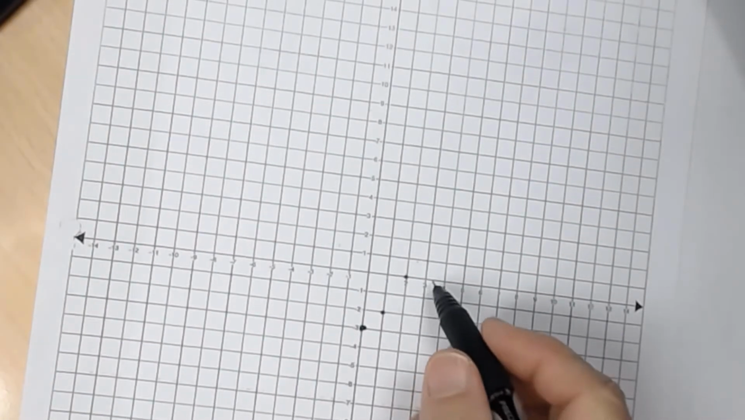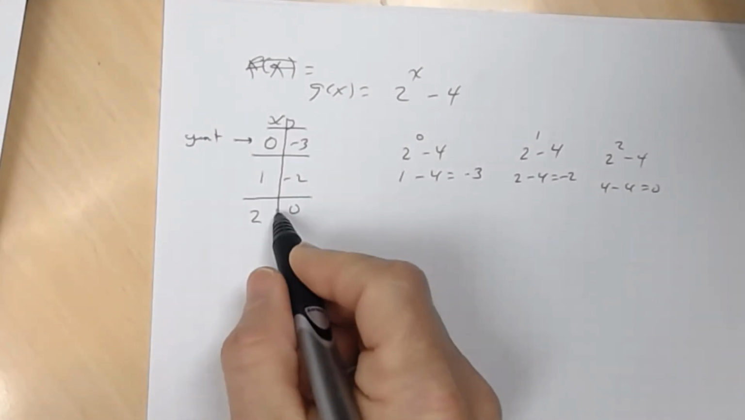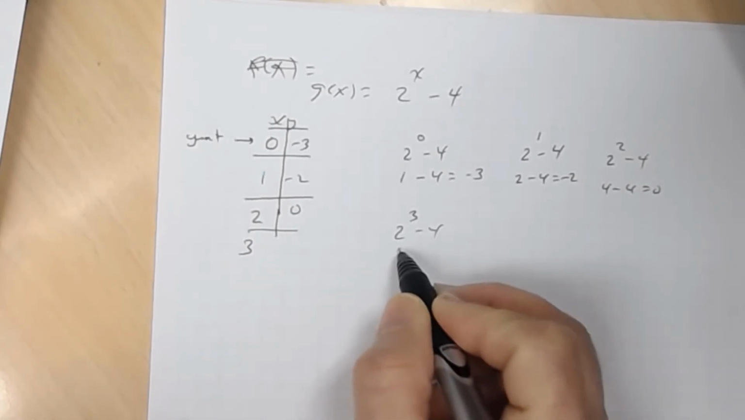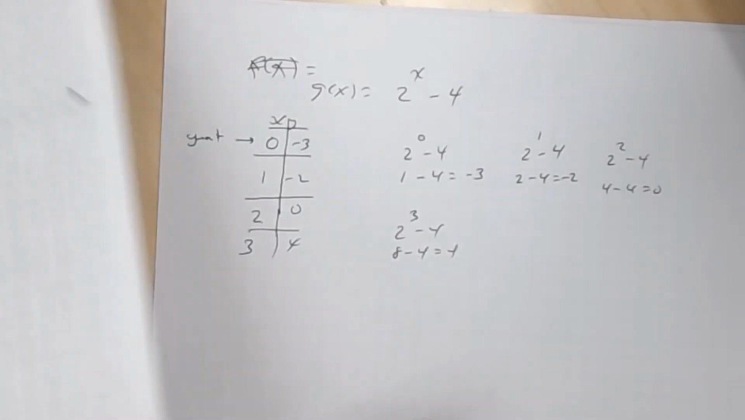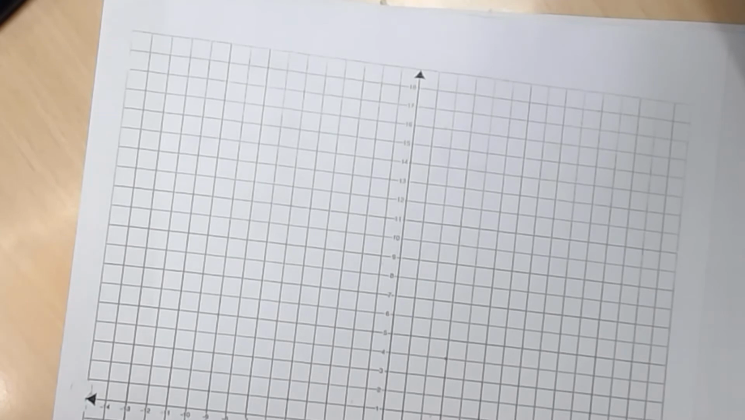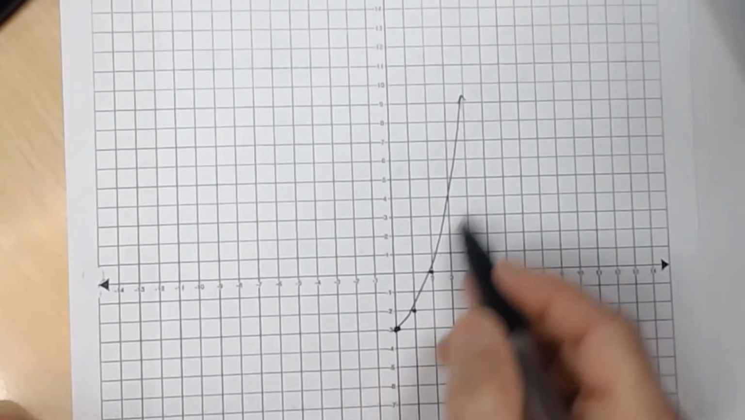Okay, so let's do x equals 3. So if x equals 3, I get 2 cubed minus 4, which is 8 minus 4, which is 4. Okay, so (3, 4). So let's say that's here. So this side kind of looks like this for right now, right? Okay, so I can go ahead and kind of do that part.